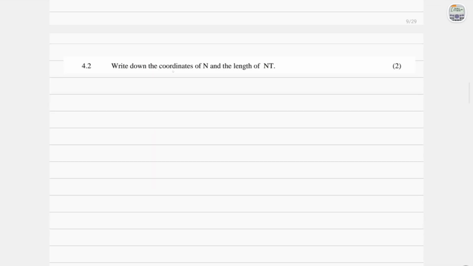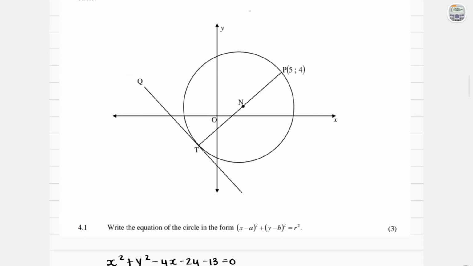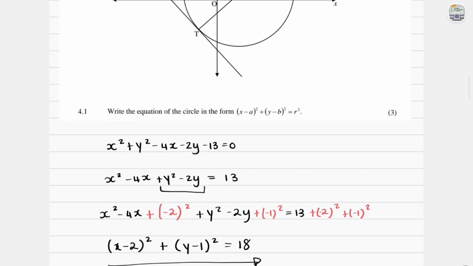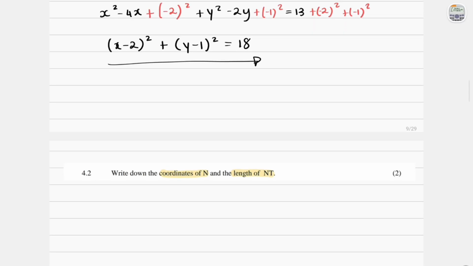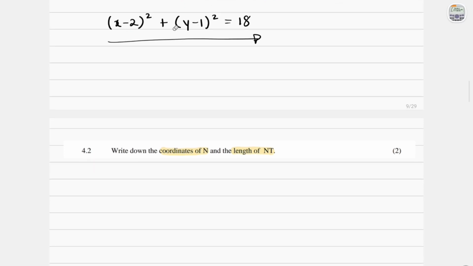Question 4.2 says, write down the coordinates of N and the length of NT. So N is the center of the circle, what are the coordinates, and then the length of the radius. Okay, so not much calculation needed here. We can see the center of the circle when the equation is in this format. Remember this is in the form of x minus a all squared plus y minus b all squared, and a and b are the x and y values of the center of the circle. So it means that the x value of the center is 2 and the y value is 1. So that's the coordinates of N.